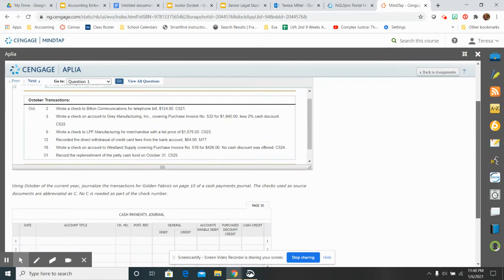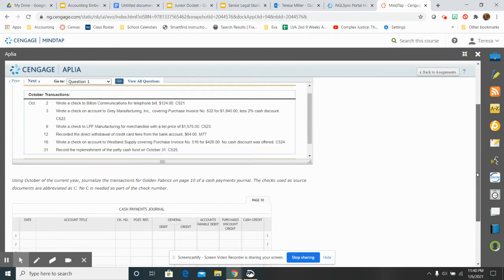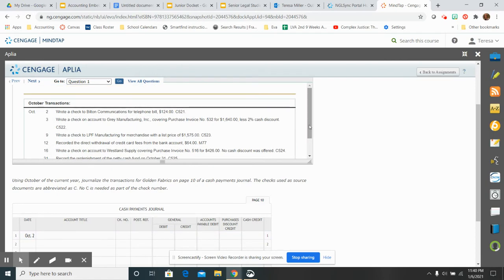So it says, using October of the current year, journalize the transactions of Golden Fabrics on page 10 of the cash payments journal. The checks use a source document abbreviated as C right here, and no C is needed when we go down here to record it as part of the check number. All right, so on October 2nd, we wrote a check to Belton Communications for a telephone bill, $124, C521.